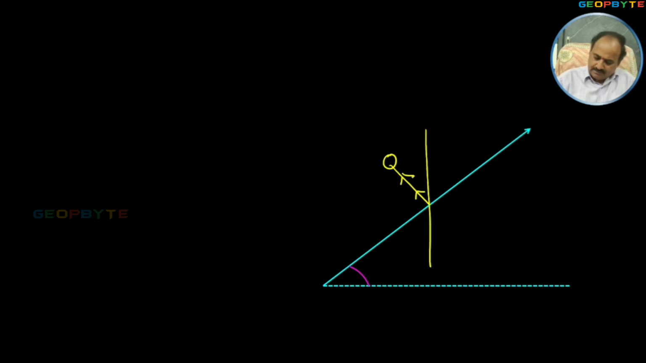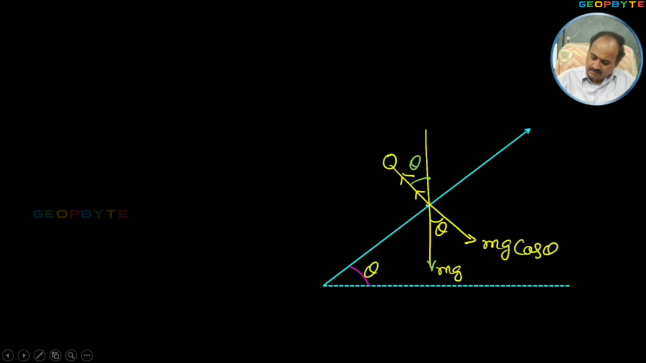Let that angle be theta. This is the angle theta. You know, this is mg, the weight of the person acting vertically downwards. Then this is mg cos theta, because this is also theta. Then this, along the plane towards down, is the vertical component of weight, that is mg sin theta. That should be parallel to the plane.